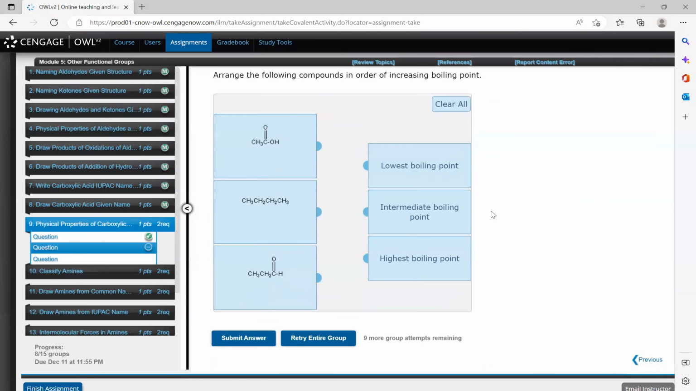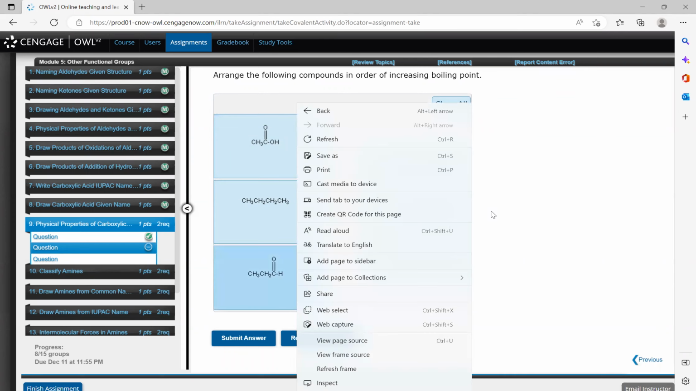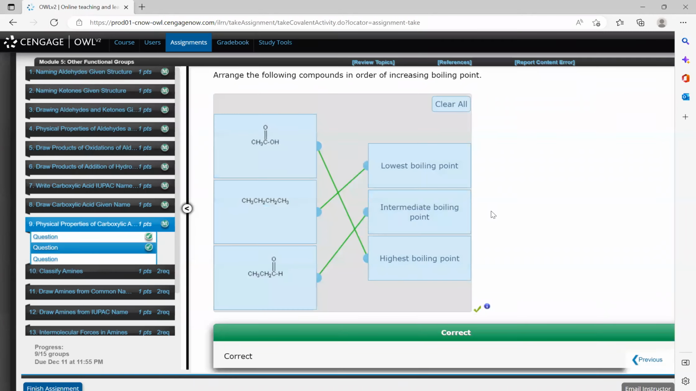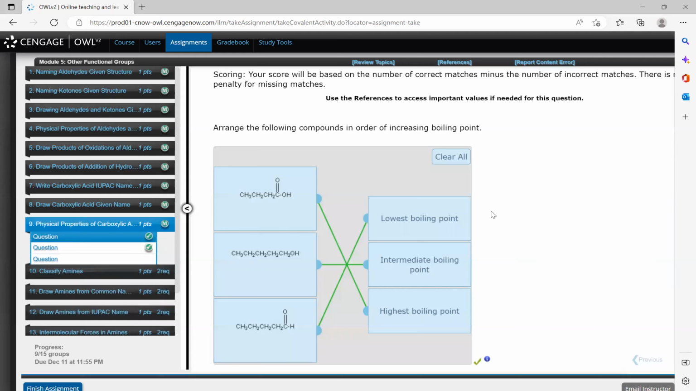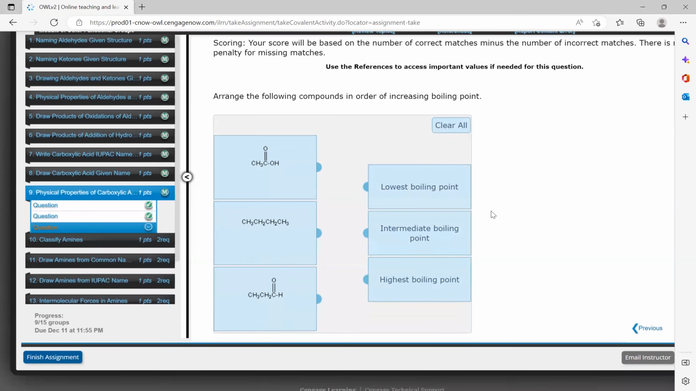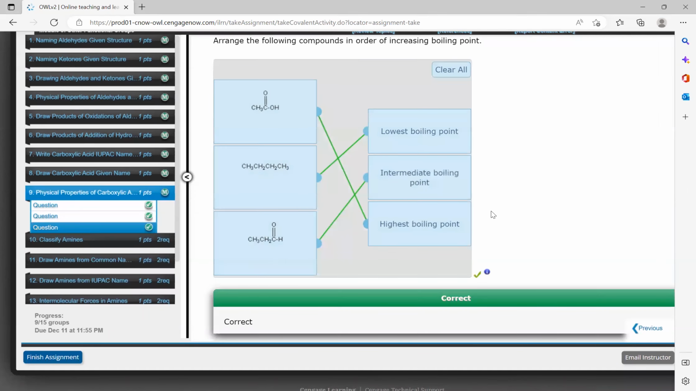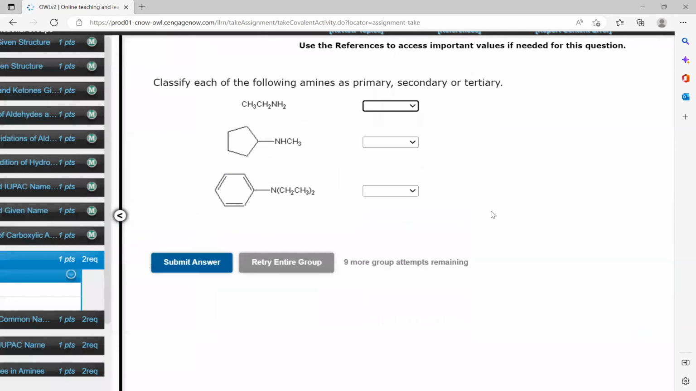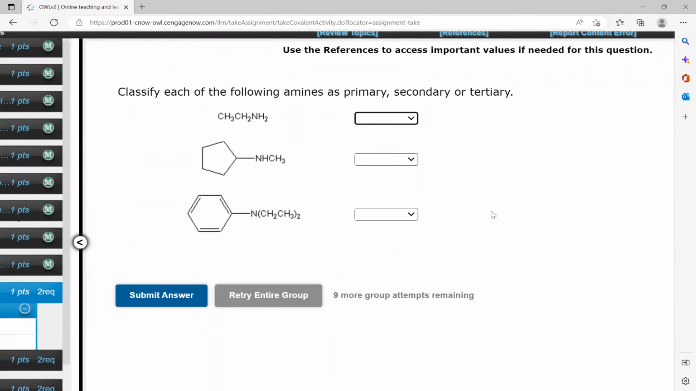Again, same thing, thinking about increasing. The carboxylic acid would have the highest. The lowest would be that straight chain alkane, and then intermediate would be that aldehyde. All right, and same thing here, carboxylic acid would have the highest, lowest is the alkane, intermediate would be the aldehyde.